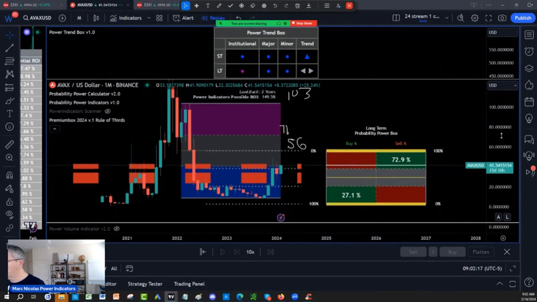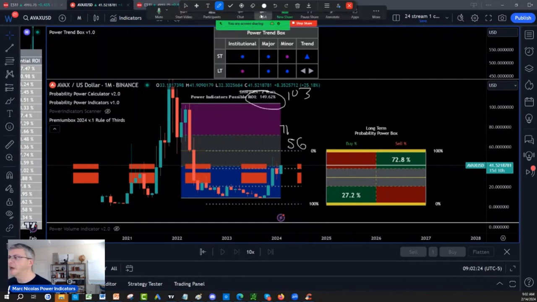Now you can look on the premium calculator rule of third that we have about 149% left on AVAX as a tool. So it's going to be really helpful. Look at AVAX. This was an AVAX price prediction.